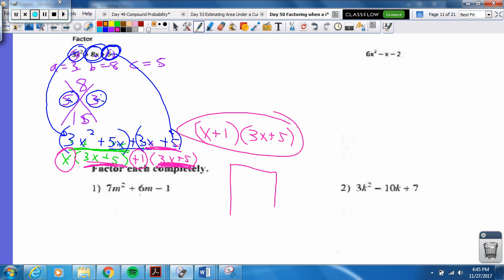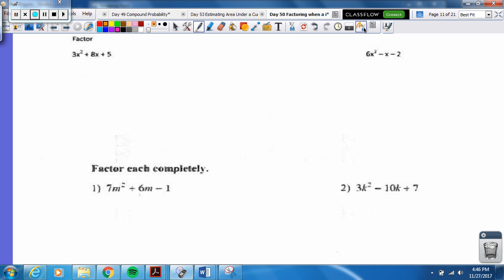How do you know you're right? Well, if you box this, you should get your answer. That's how you check your answer. Okay? Alright, that's kind of tough. There's a lot of steps. Let's keep practicing. Keep on keeping on.